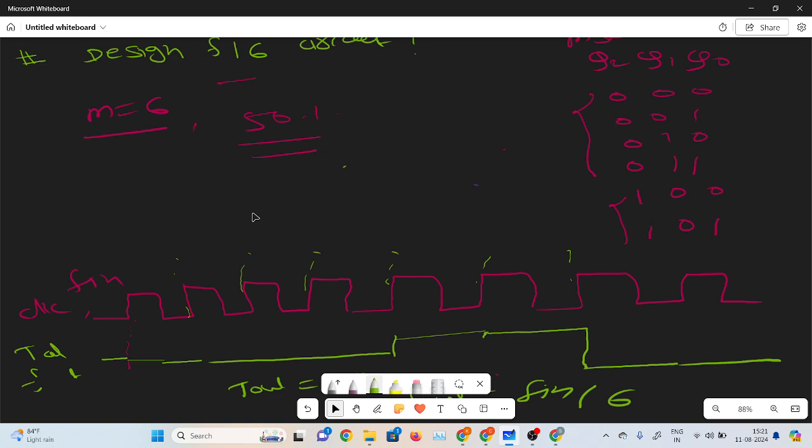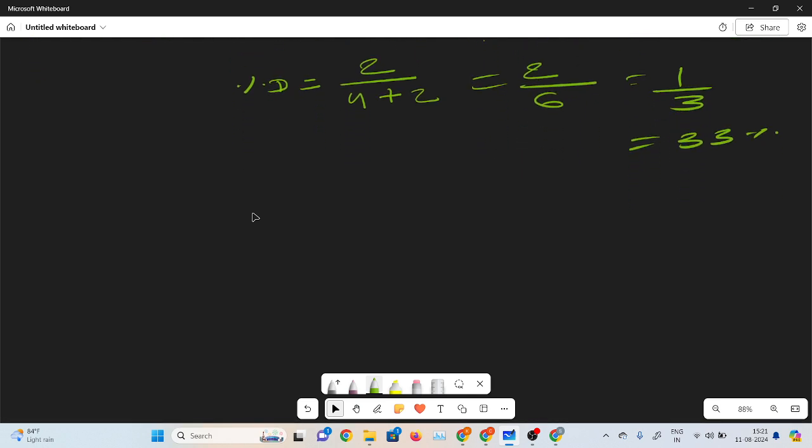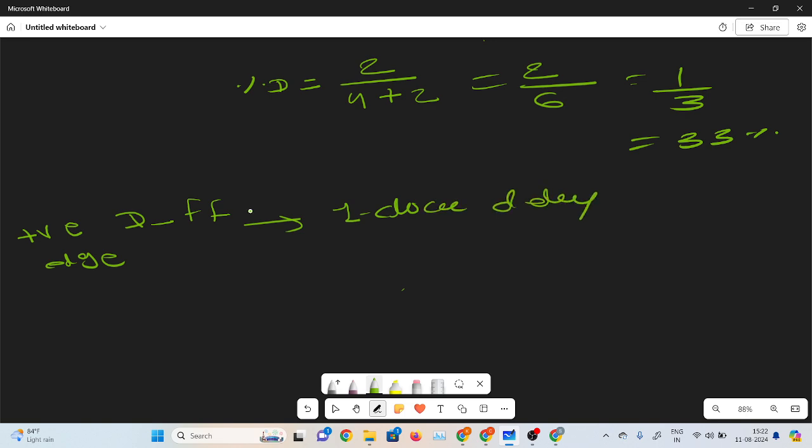Here I am telling one thing you should remember. The positive edge trigger D flip flop always provides a 1 clock cycle delay. You should remember and write this down. The positive edge trigger D flip flop always provides 1 clock cycle delay.